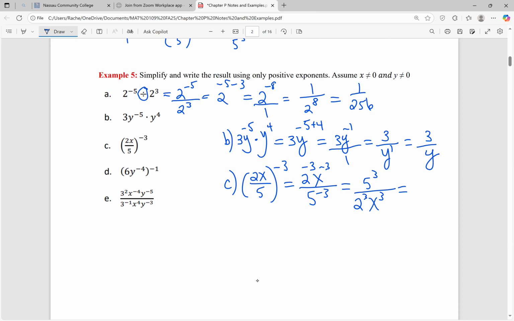And now we could evaluate. 5 to the 3 is 125. 2 to the third is 8. And then we have times x to the third. So my answer is going to be 125 divided by 8x to the third.